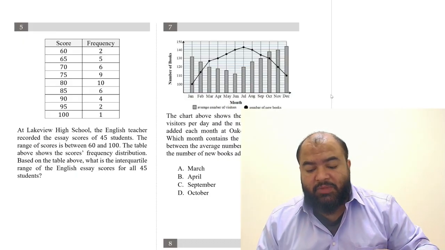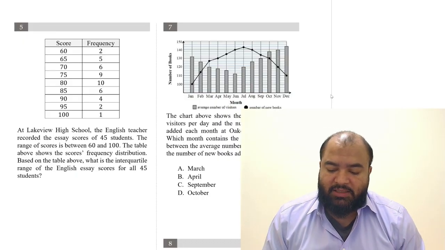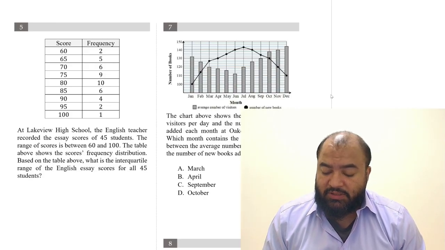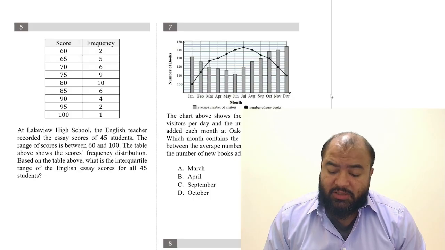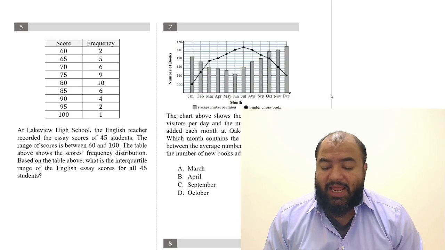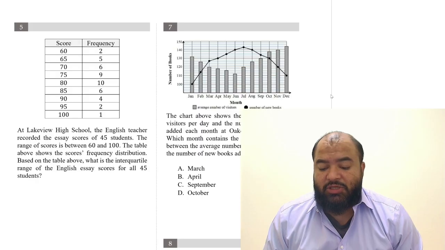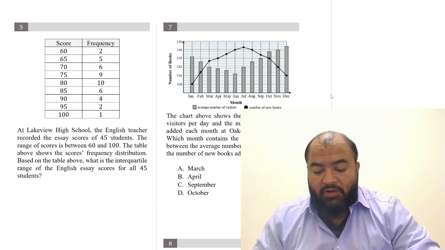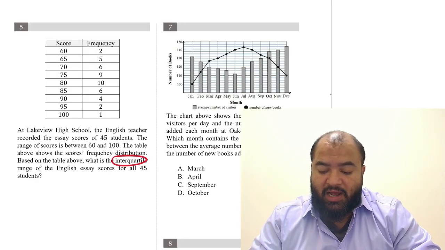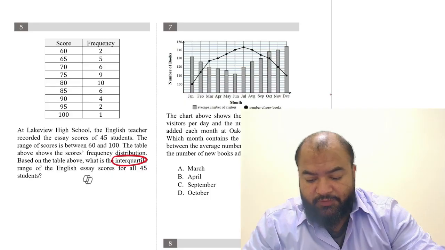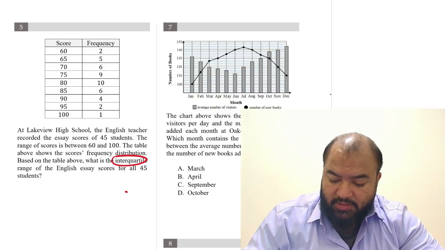Number 5. At Lakeview High School, the English teacher recorded the essay scores of 45 students. The range of scores is between 60 and 100, and the table above shows the scores' frequency distribution. Based on the table, what is the interquartile range of the English essay scores for all 45 students? So we're going to find the interquartile range. First of all, let's do the box plot.